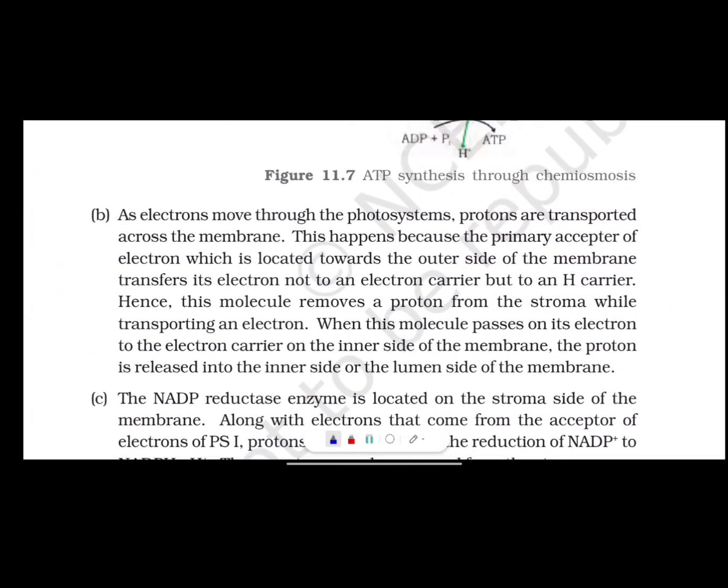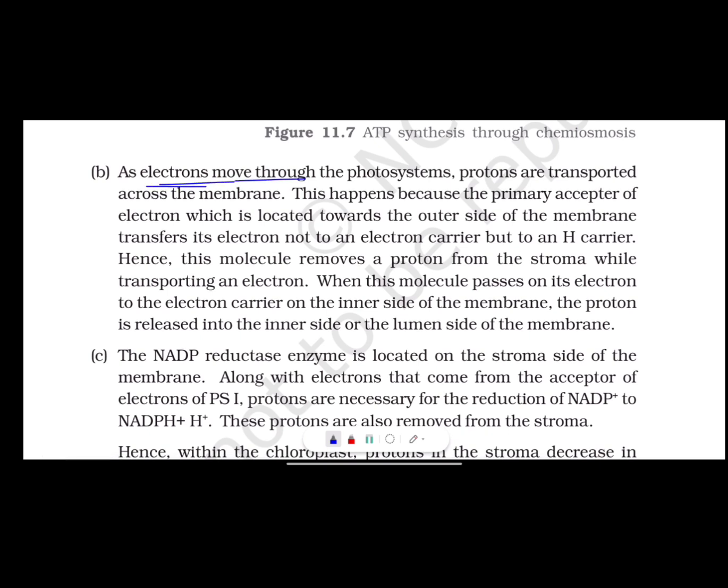As the electrons move through the photosystems, the protons are transported across the membrane. So we were just talking about the electrons in the PS1 and PS2 light harvesting complex, but we did not talk about the four protons which were released during the splitting of water reaction. This happens because the primary acceptor of the electron, which is located towards the outer side of the membrane, transfers the electron not to an electron carrier but to an H carrier.